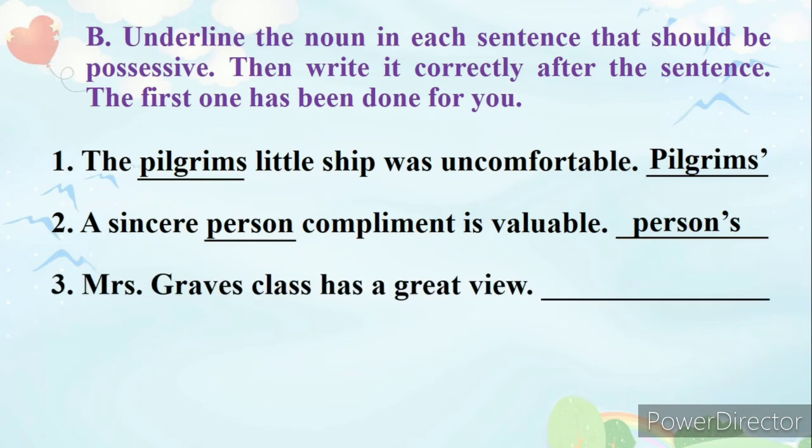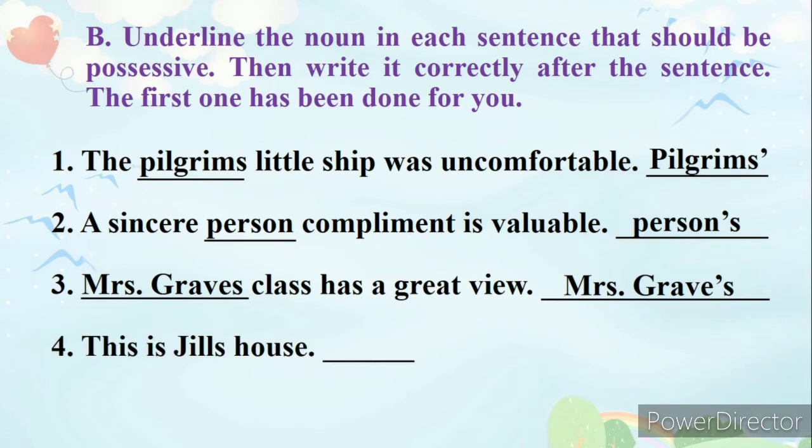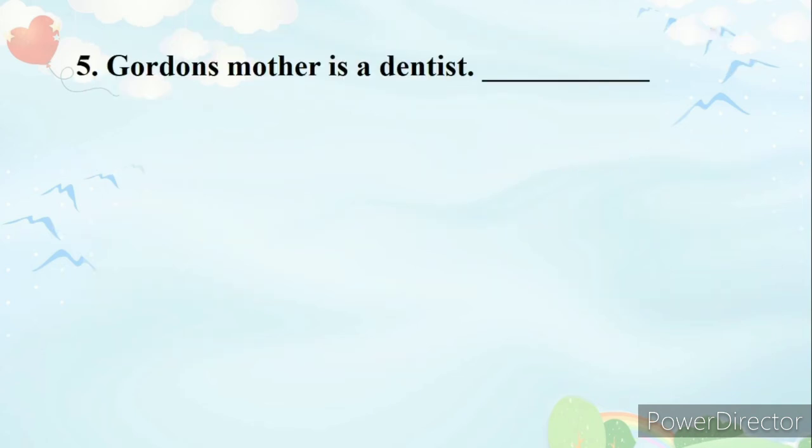3. Mrs. Grape's class has a great view. Here Mrs. Grape is the noun, so you have to underline Mrs. Grape, and the possessive form will be Mrs. Grape's, adding apostrophe and s. Number 4. This is Jill's house. Jill is the noun here, so underline Jill, and the possessive form will be Jill's, adding apostrophe and s. 5. Gordon's mother is a dentist. Here Gordon is the noun, so you have to underline Gordon, and the possessive form will be Gordon's. We are adding here apostrophe and s.